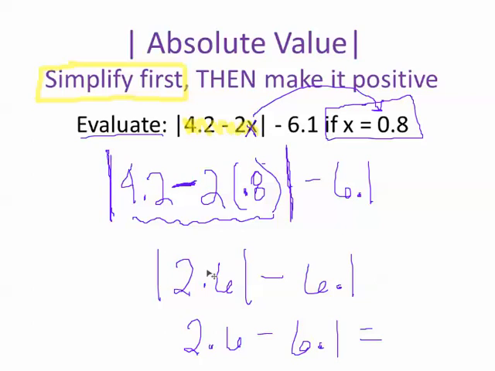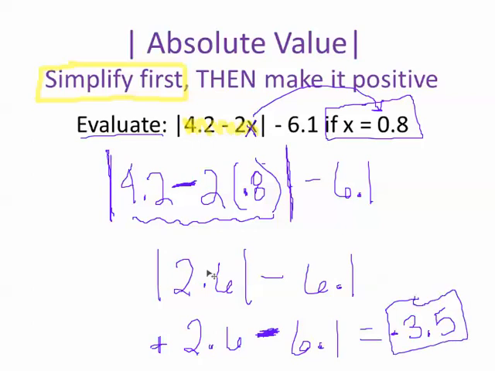Now I have a basic subtraction problem. 2.6 minus 6.1, I can pop it in my calculator. I can think about that I know the 6.1 is negative, the 2.6 is positive, so I know I need to subtract the two numbers. And I know my answer is going to be negative because 6.1 is bigger than this. There's my overall answer, negative 3.5.